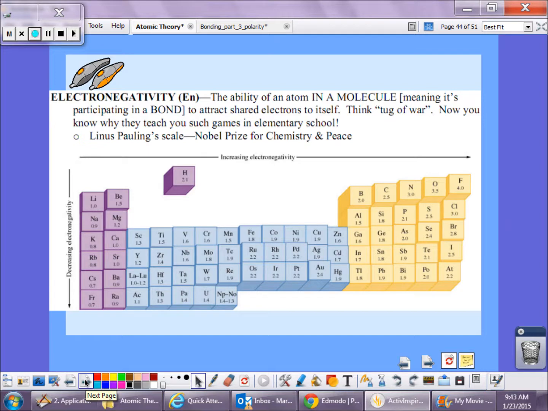Electronegativity is the ability of an atom in a molecule, meaning it's participating in a bond, to attract shared electrons to itself. Electronegativity is really for the bonding unit because those electrons are shared electrons. The trend is it increases from left to right and increases from bottom to top. Remember from last year, fluorine is the most electronegative atom.